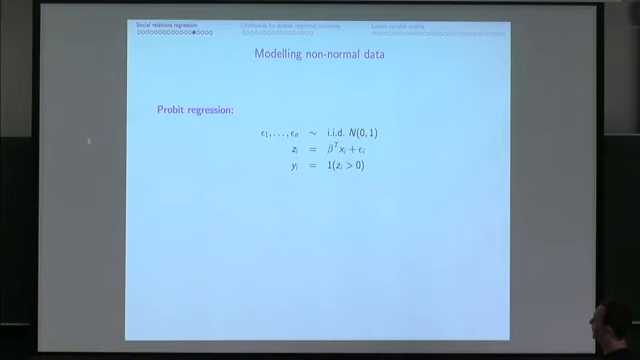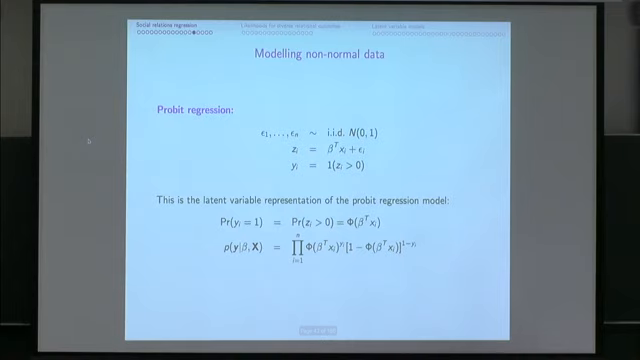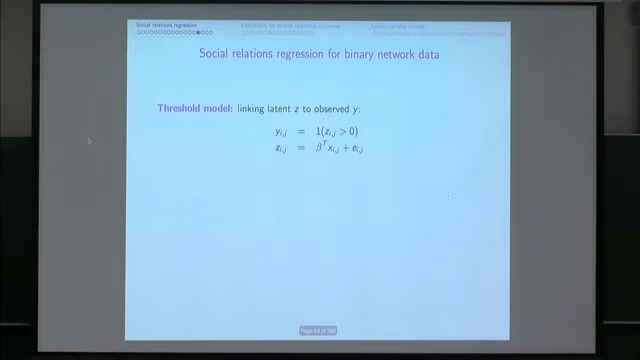So in probit regression, one way to write probit regression is that you have a bunch of standard normal outcomes, and then you have some latent variable zi, which is a linear predictor plus some standard normal deviation. And what you observe is just the binary indicator that zi has exceeded some threshold, right? So that's just the latent variable representation of a probit regression model. So it's straightforward to use this concept to extend the social relations regression model to binary data using a probit link.